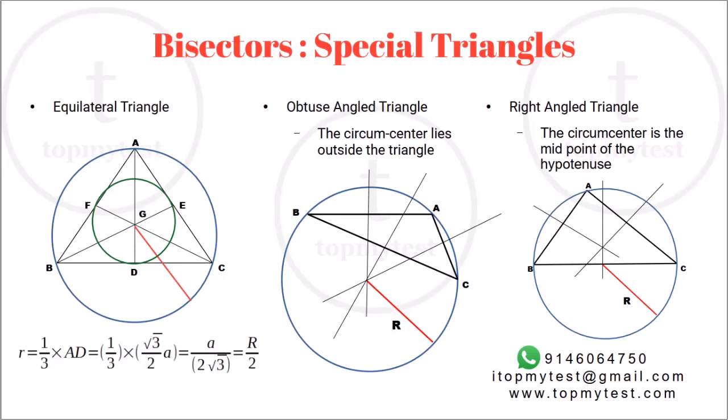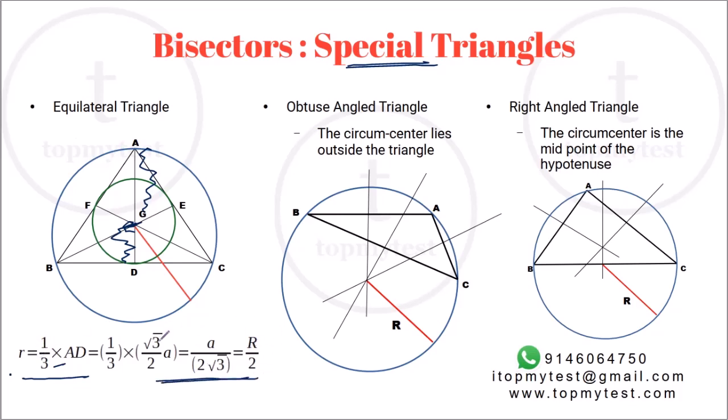Now, just as with the medians and the altitudes, we can look at these bisectors for these special triangles. For an equilateral triangle, everything basically coincides at the same point. So 1/3 of your altitude will be your inradius, and 2/3 of your altitude will be your circumradius. Why? Because G is also the centroid. So the inradius will be half the value of the circumradius.